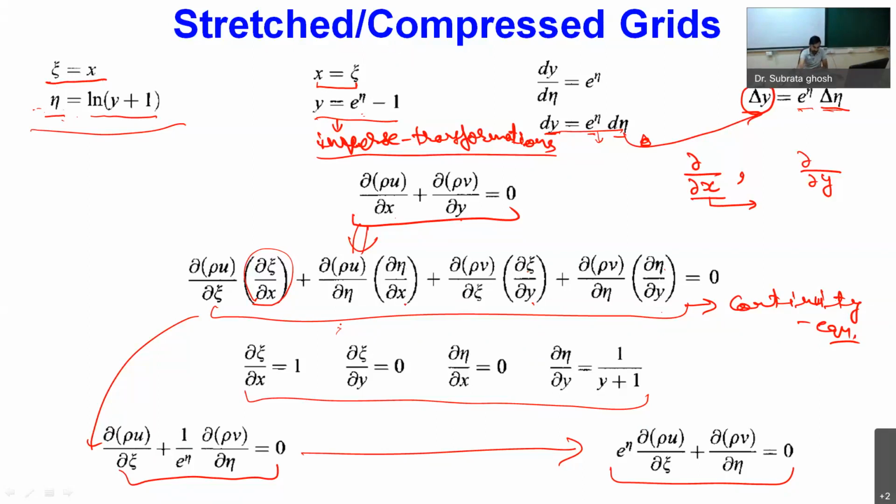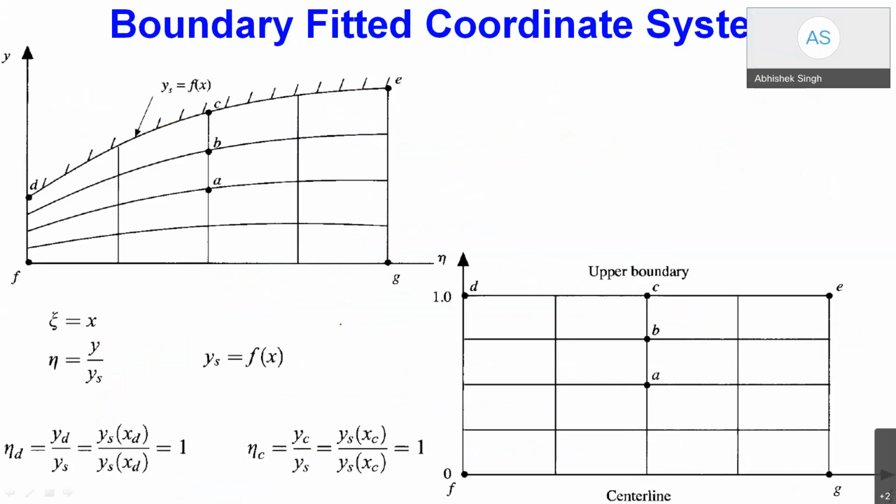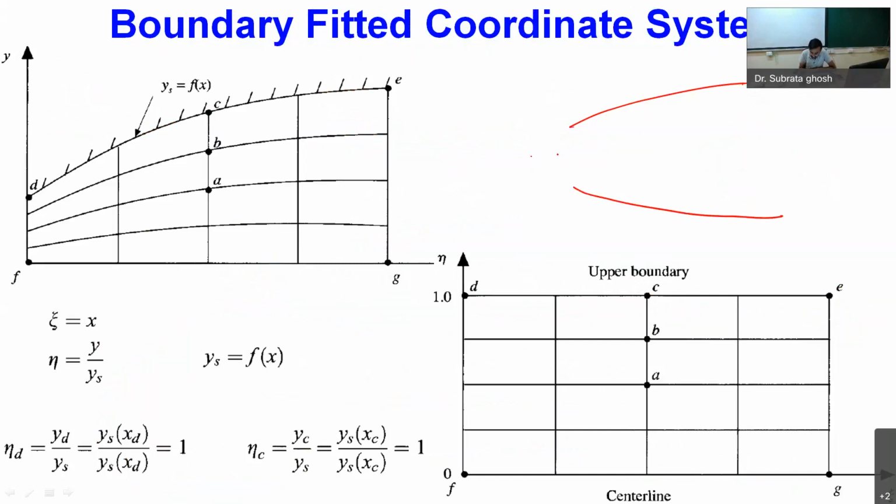Yes, sir. Okay. Now let us talk about the next arrangement, which is the body fitted coordinate system. Say I have some diverging section, and flow is happening through this diverging section. Considering the symmetry of the problem, I can take this center line as my axis of symmetry, and in place of solving for the entire domain, I will only solve for one half of the domain. This one half of the domain of the diverging section is shown over here.